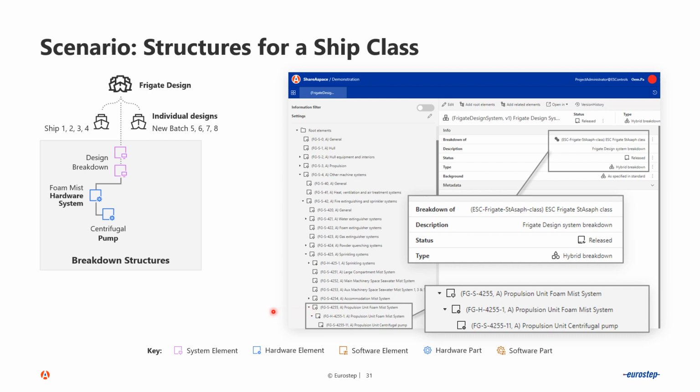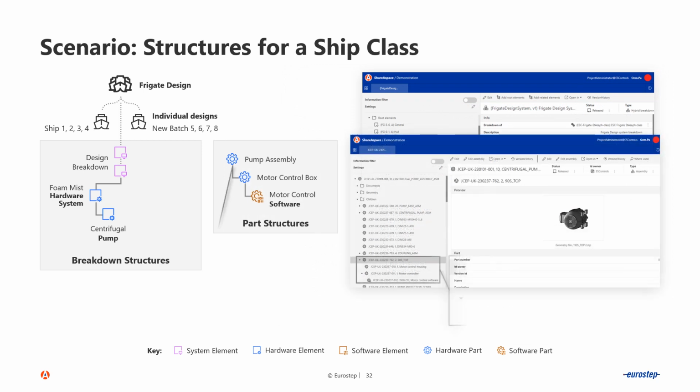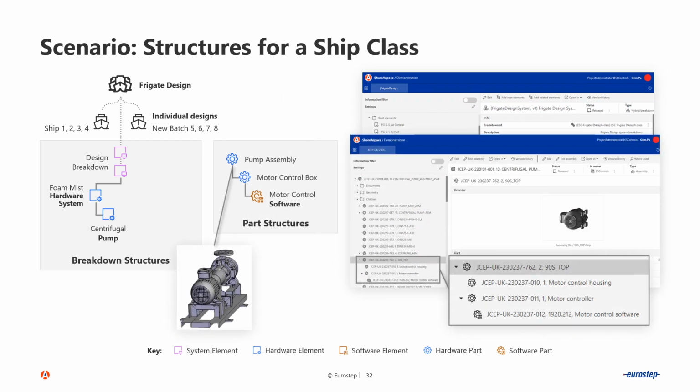I mentioned it's a hybrid breakdown, and you can see it starts with system elements, which are shown in pink on the left, and it breaks down into hardware elements, which are shown in blue on the left. In addition to the design breakdown, there is also an independent part structure. This shows the pump assembly, and for this demonstration we'll be focusing on the motor controller, which is an assembly of both hardware and software parts.